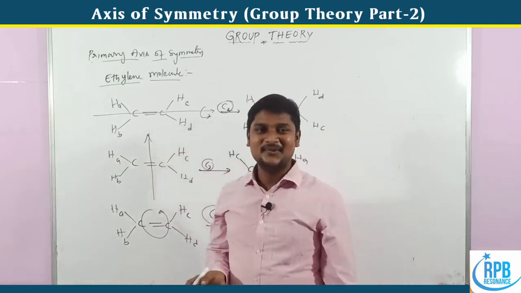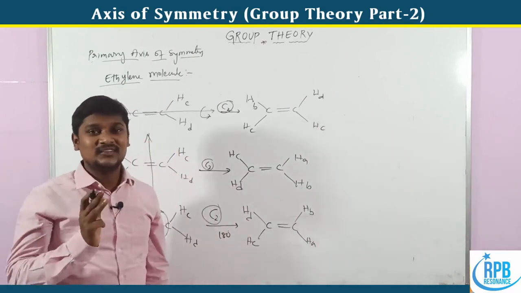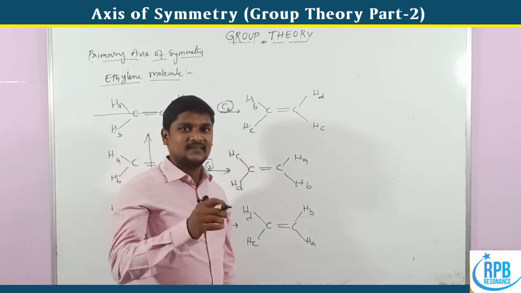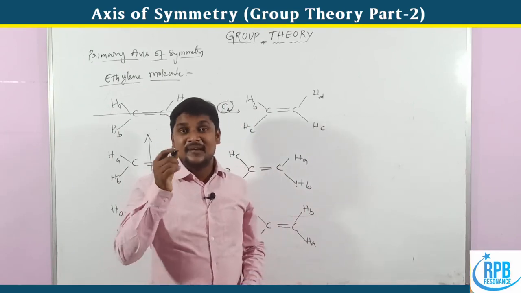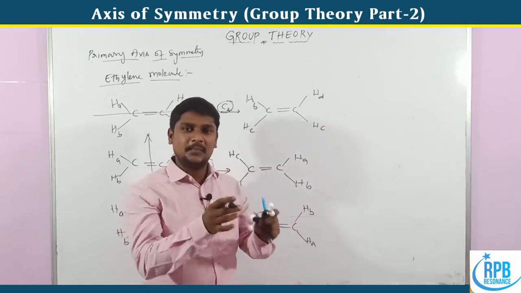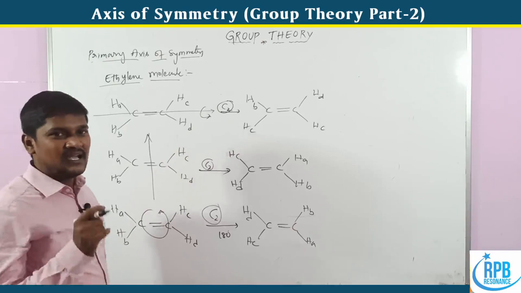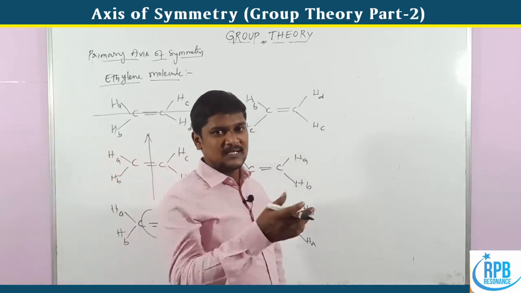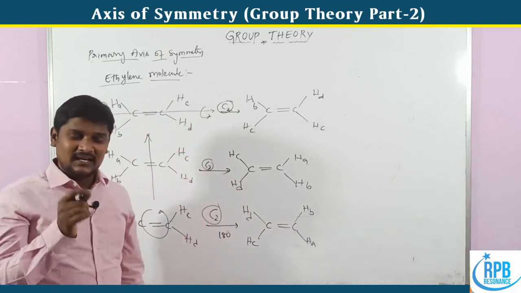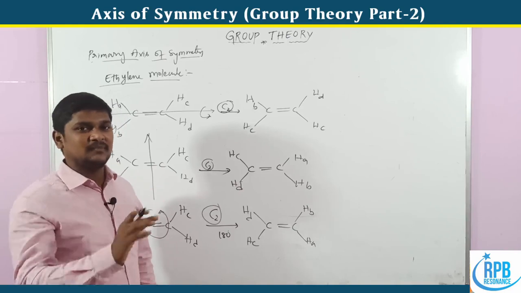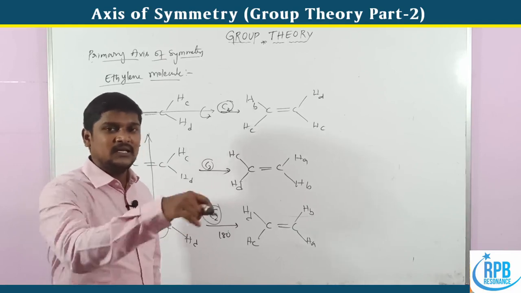Among these three C2s, which is the principal axis and which are the subsidiary axes? Three different kinds of C2 axes of symmetry are present in the ethylene molecule. According to our definition, the highest-fold axis of symmetry is the principal axis. Here all three are the same fold, so in case of a tie between principal and subsidiary axis, you go for the highest number of atoms that the axis passes through.